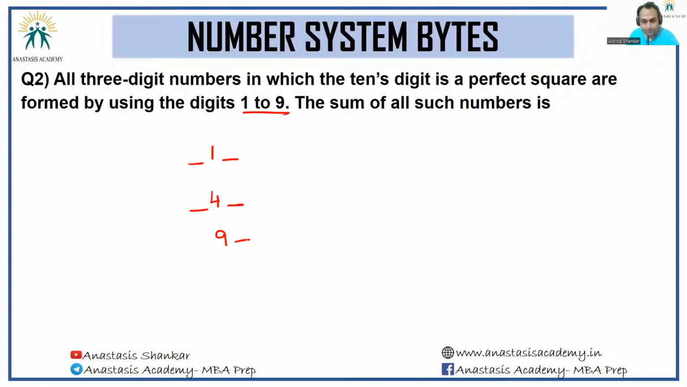Let us see. This blank can be filled in 9 ways. This blank can be filled in 9 ways. Just to pay attention, this is also 9 ways, this also 9 ways. 0 is not possible. So 9 ways, 9 ways, 9 ways, 9 ways. All together, there are going to be 243 such numbers.